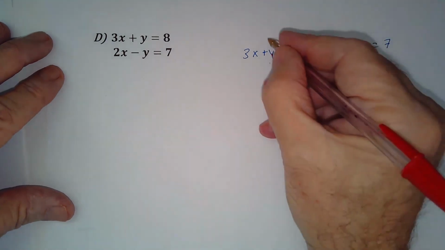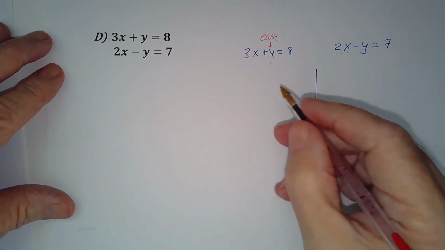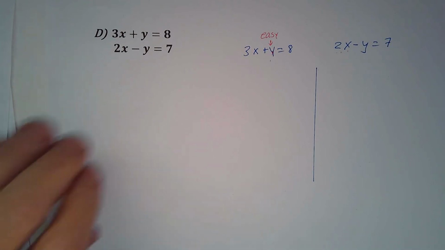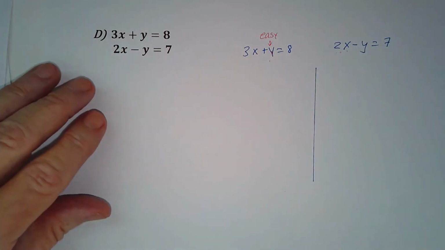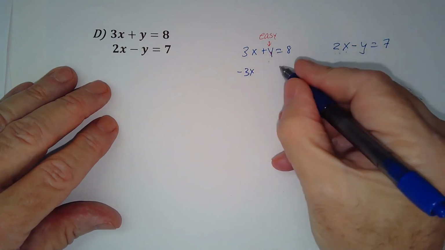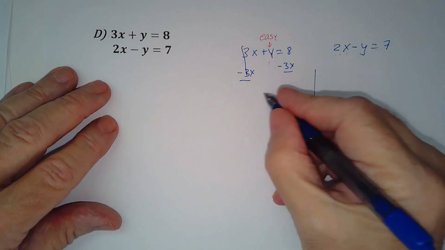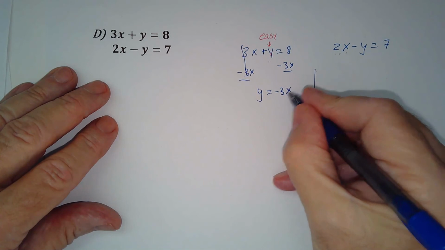Let's start out with this one here. This is the easy one. Okay? So knowing that, then, what you're going to do is you're going to take and solve in terms of y. So I'm going to subtract the 3x from both sides. And so this cancels, and you're left with y equals, and then these are unlikes, so negative 3x plus 8.